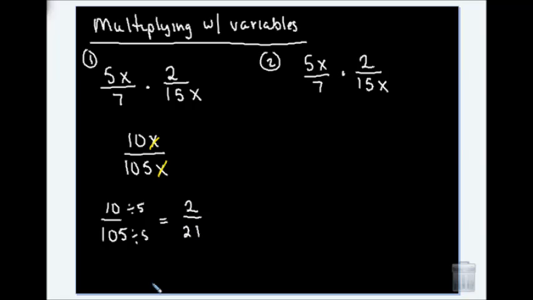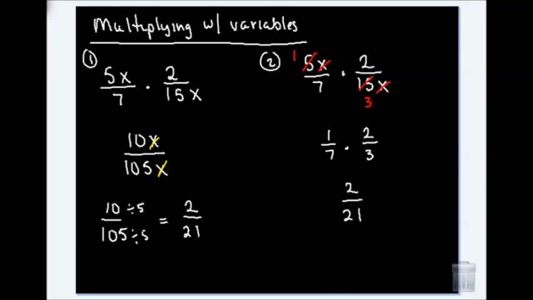Okay. Or if I want, I can do the cross canceling. 7 and 2 won't cancel, right? You guys agree? Okay. But 5 and 15 will. And so will the x's. And so I'm left with 1/7 times 2/3. So I get 2 over 21.